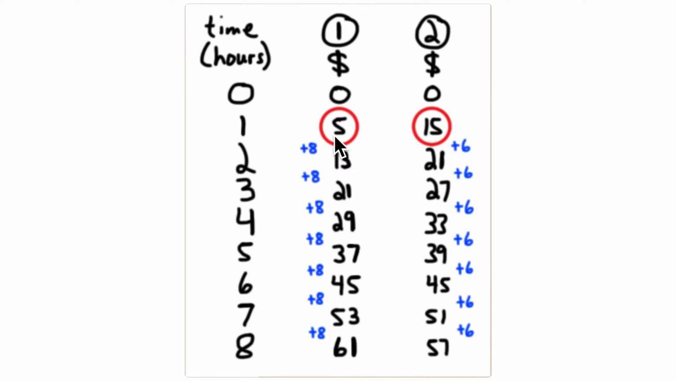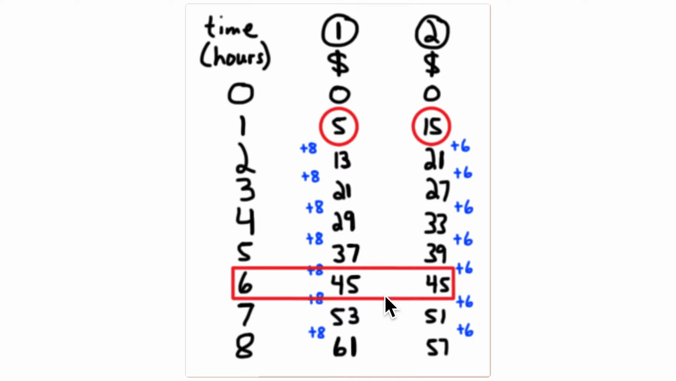Well, notice that the difference with the first hour is $10, and they go up. This one starts out lower, but goes up $2 faster for each hour. Starts out at $5, earns $8 each hour. This one starts out at a higher amount, $15, but goes up at $6 per hour, so $2 less. So what that means is that each hour, this first job is going to catch up to the second job by $2 each hour. So this difference is $10, this difference is $8, this difference is $6, this difference is $4, this difference is $2, and when do they finally match? They match at 6 hours at $45 total.